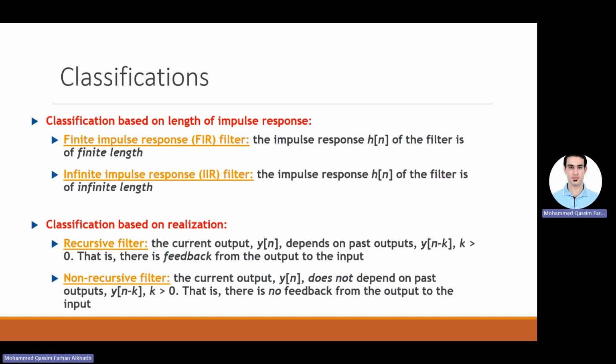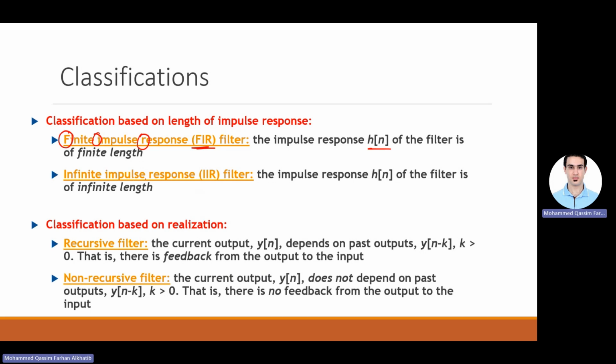Okay, so classification of filters. There are several ways to classify filters. First, based on the coefficients. If the number of coefficients is finite, that's what we call a finite impulse response, like it has 5 coefficients, 10 coefficients, 100 coefficients. So that's what we call an FIR filter, finite impulse response. So the coefficients of h of n is something you can count. Usually they are not expressed by an expression. So the impulse response of the filter is of finite length.